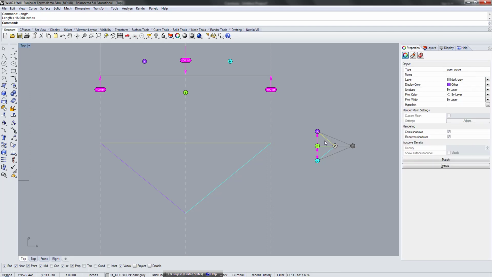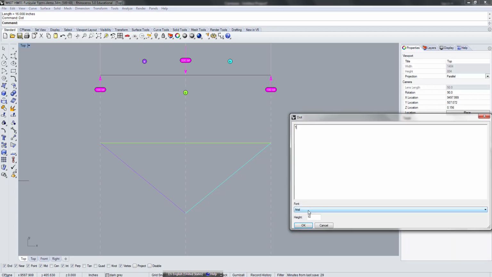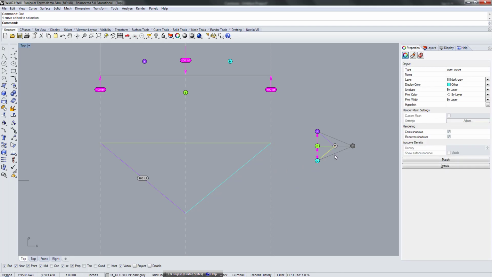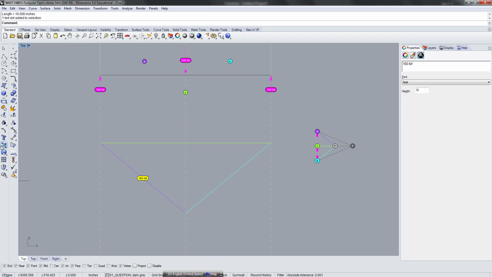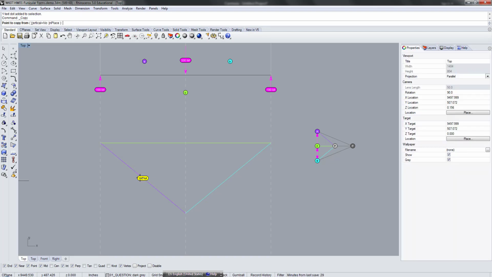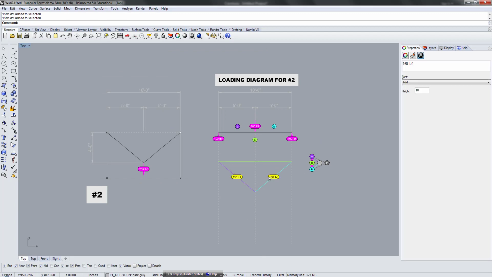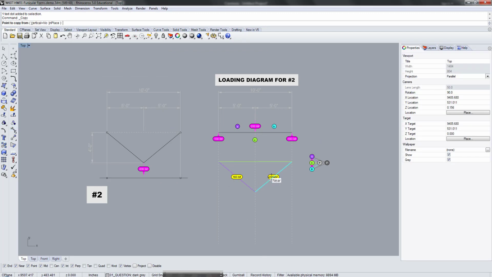Now the internal forces of each of these cables can be determined by getting the length of line AP, which is 16.00 inches. So I'm going to say that's 160 pounds. Same thing on the right side, same length, so it's also 160 pounds. So that's the tension in these two cables.